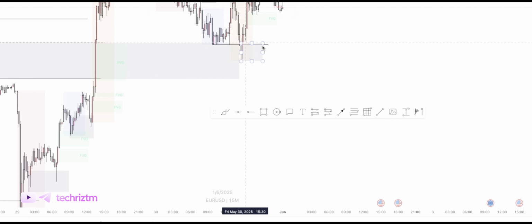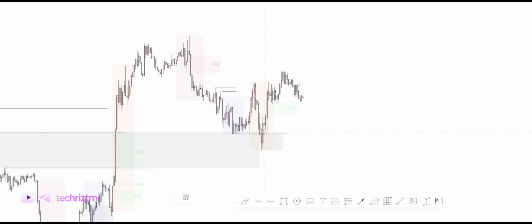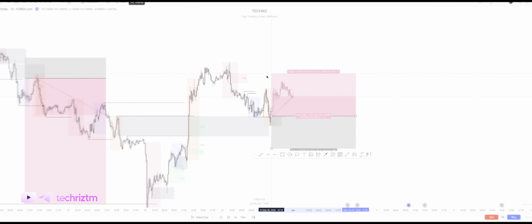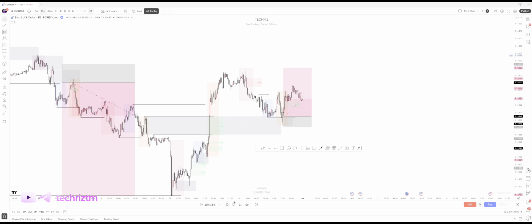Very beautiful. Price engulfs this mitigating candle, right? And typically you'd want to have your entries here. Take profits here. And your stop loss is below that low. 4.5 hour, right? 4.5 hour. You can still hold for more if you're a person who likes to trade for more.